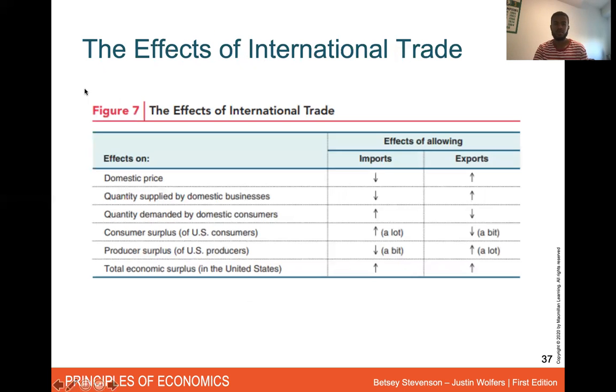So here's just a table showing the different effects of international trade. It's basically just a summary of what we showed in the last few slides, but you can go over it if you want, just to get a very summarized look. It's still worth understanding how all these changed.